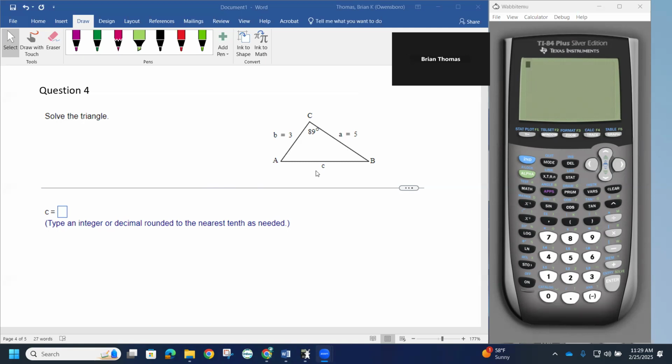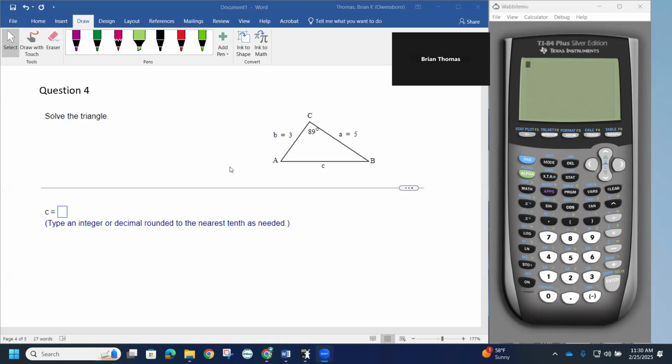Now, if we could use the Pythagorean theorem, that'd be fine, but we don't have enough information to verify this is a right triangle, so we can't use right triangle trigonometry. Law of sines, the only angle we know is 89 degrees. So the only way this is going to work is if I knew the opposite side, which I don't. So I can't use the law of sines because I need to know at least one angle and its opposite side. Now, what I'm looking for is the opposite side.